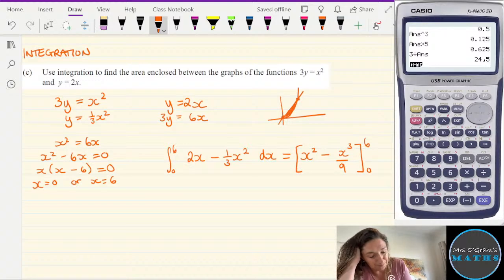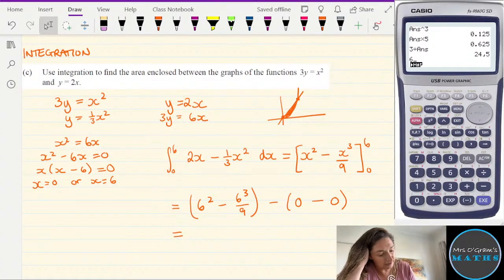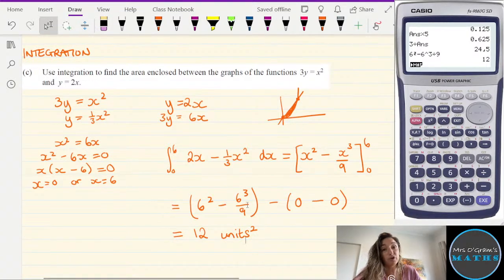Between 6 and 0. So now we substitute in the 6, and we'll take away, if we sub in the 0, we get 0 minus 0. So then we'll pop that in: 6 squared minus 6 cubed, oops, that was supposed to be a 6 cubed, divided by 9 equals 12. And I always like to finish this by saying it's 12 units squared. Whatever units we were measuring in would have got squared. It's not entirely necessary though.